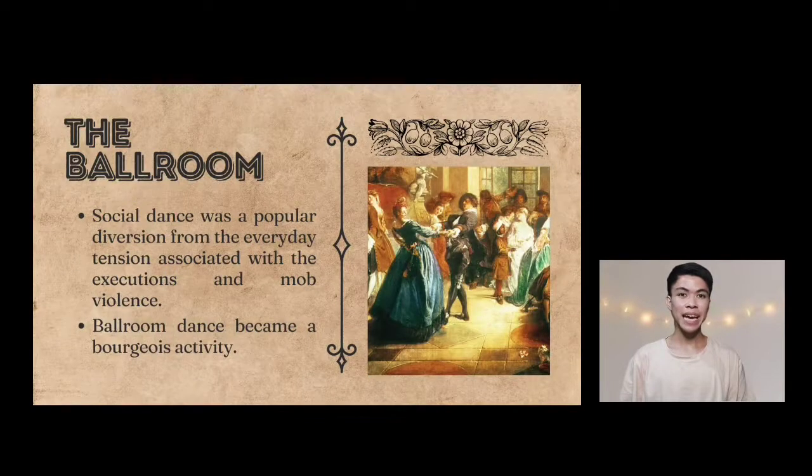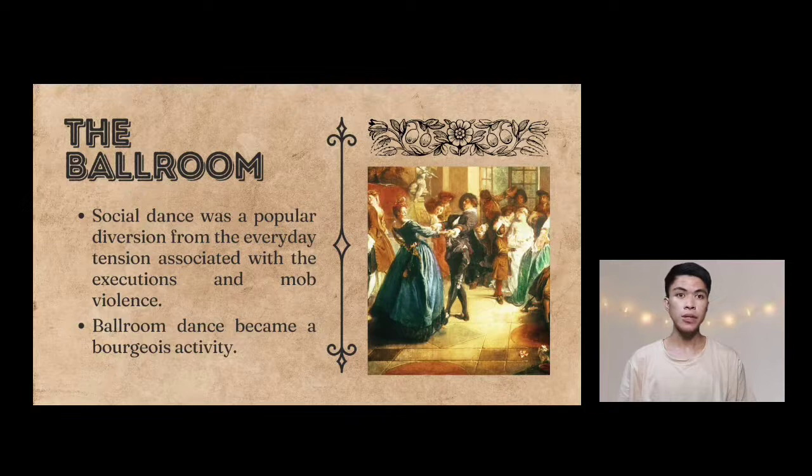And the last dance we have is the ballroom. So during the French Revolution, the executions and the mob violence were really relevant. So social dance was a popular diversion, one that diverted people's attention from the everyday tension of executions and mob violence into social dance. So for much of the population, however, these executions were almost in the category of entertainment. So they considered the execution as a form of entertainment.